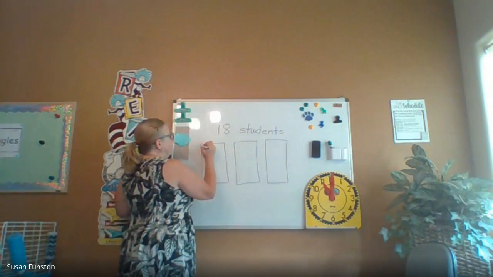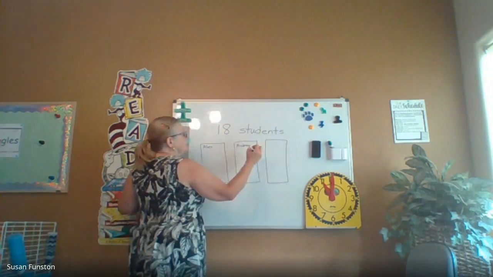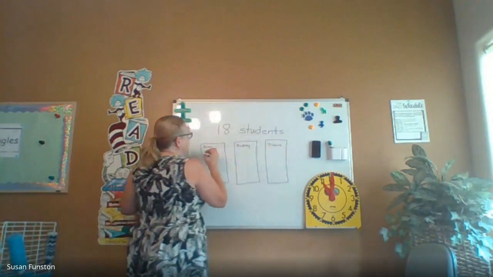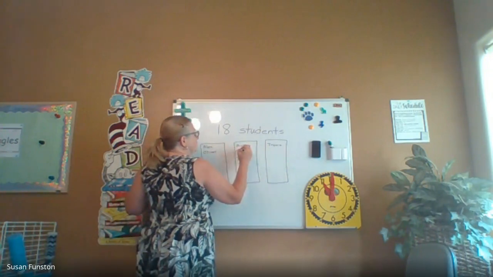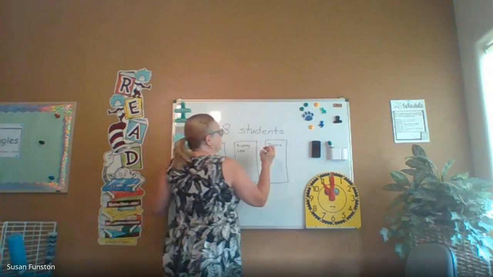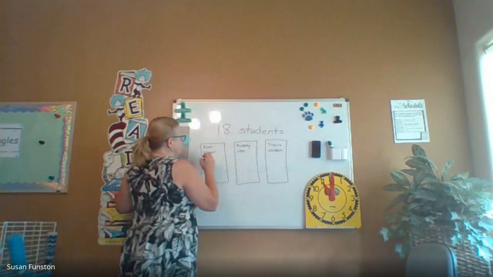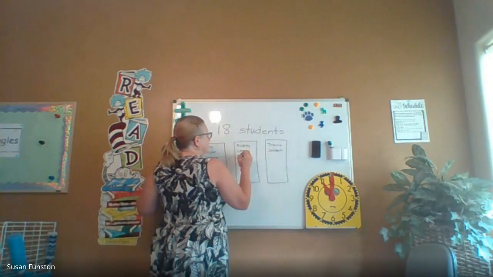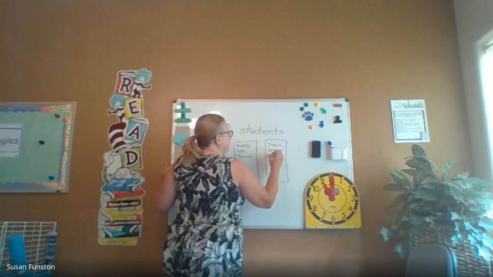So here I'm going to put Alex. I'm going to put Audrey. I'm going to put Travis. I'm going to put Oliver. I'm going to put Leo. I'm going to put Jordan. I'm going to put James. I'm going to put Tony. I'm going to put Savannah.